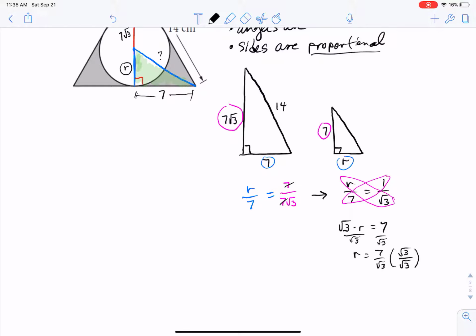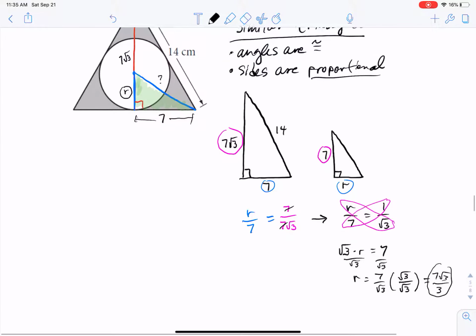The reason why I chose square root of 3 is because that's the denominator on this fraction here. So whenever I multiply, it's going to get rid of the square root on the bottom because the square root of 3 times the square root of 3 is just 3. So up top I have 7 square root of 3, and on the bottom I get 3. So here is my radius for my circle.